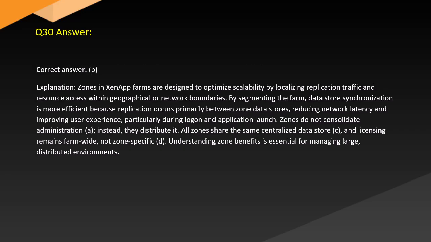Answer. Correct answer: B. Explanation: Zones in XenApp farms are designed to optimize scalability by localizing replication traffic and resource access within geographical or network boundaries. By segmenting the farm, data store synchronization is more efficient because replication occurs primarily between zone data stores, reducing network latency and improving user experience, particularly during logon and application launch. Zones don't consolidate administration, A. Instead, they distribute it. All zones share the same centralized data store, C, and licensing remains farm-wide, not zone-specific, D. Understanding zone benefits is essential for managing large, distributed environments.